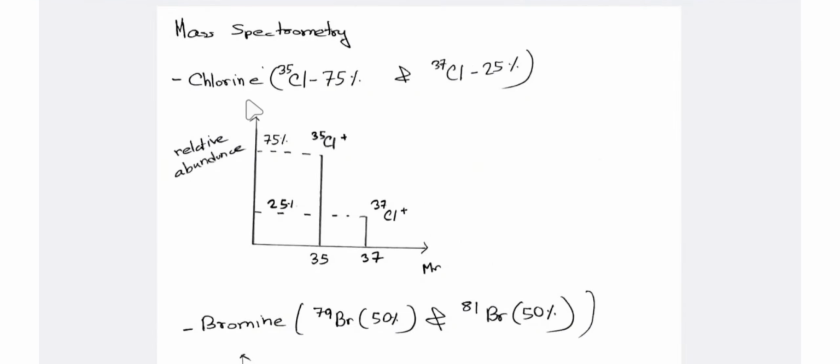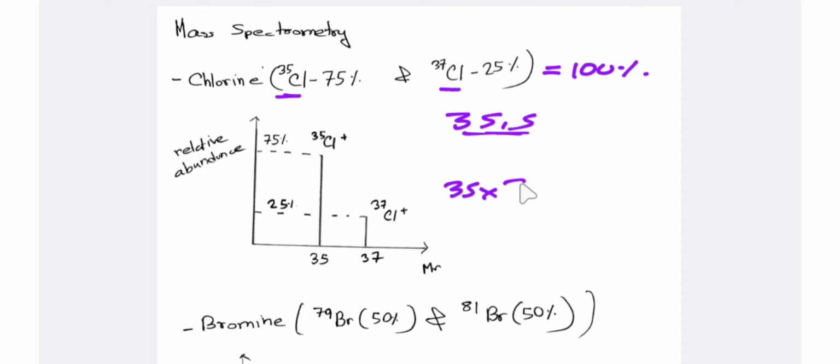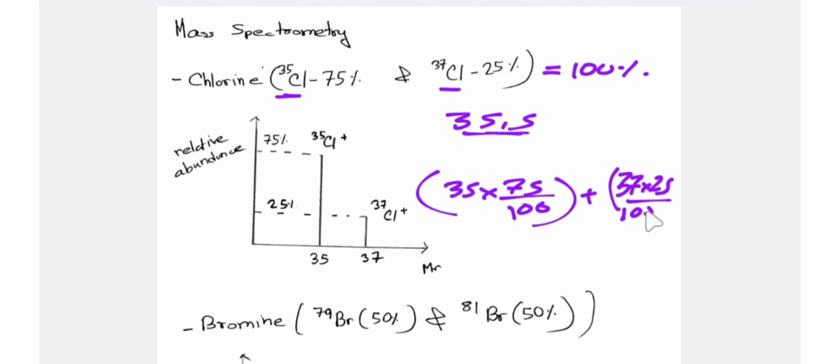Then for mass spectrometry, we know that chlorine exists as chlorine 35 and chlorine 37. Chlorine 35 is 75% and chlorine 37 is 25%. That means in total there is 100% and the relative molecular mass of chlorine is 35.5. So if we just calculate, we would get a value that is 35.5, which is the relative molecular mass of chlorine.